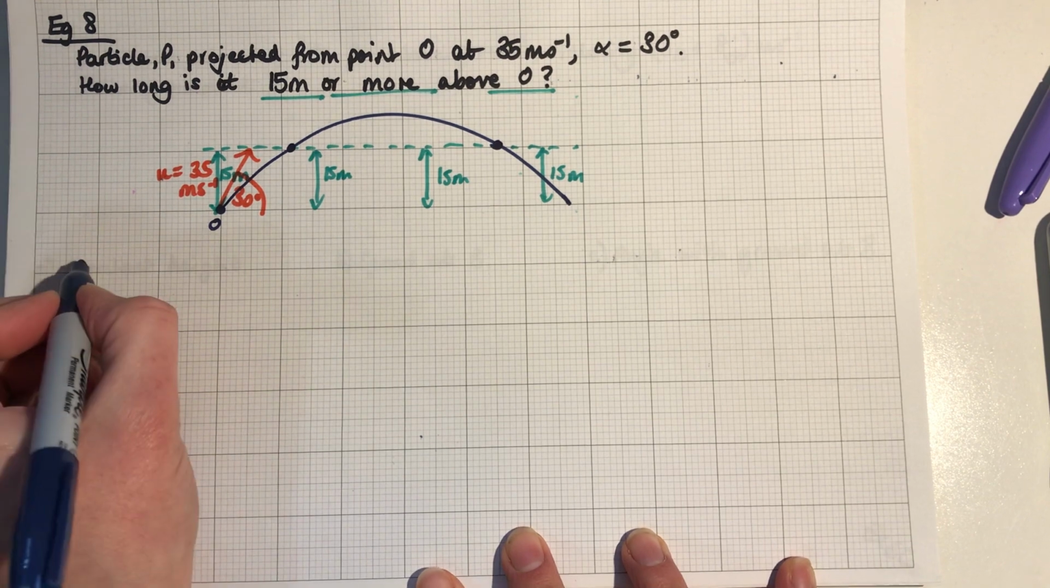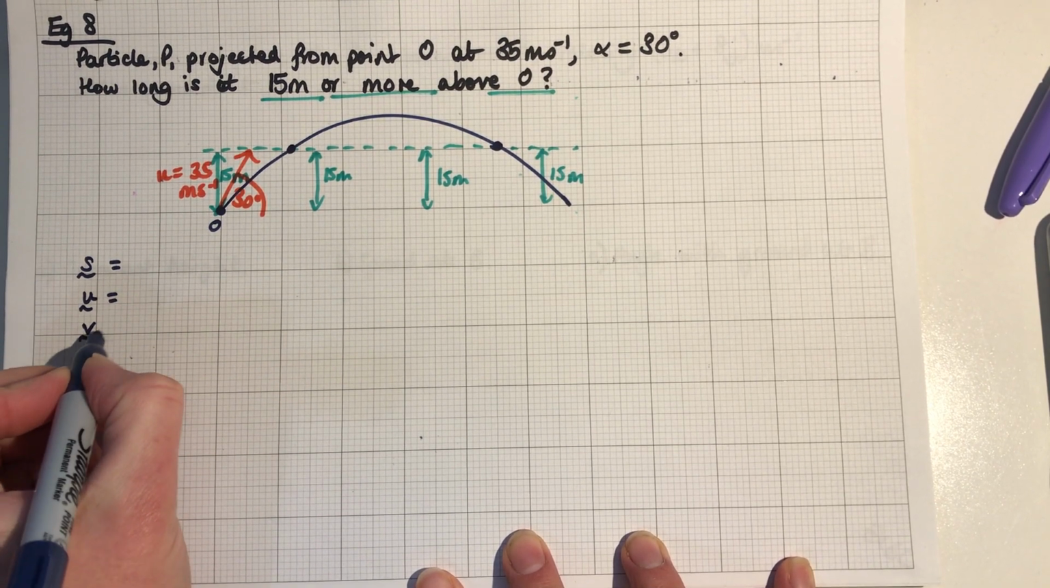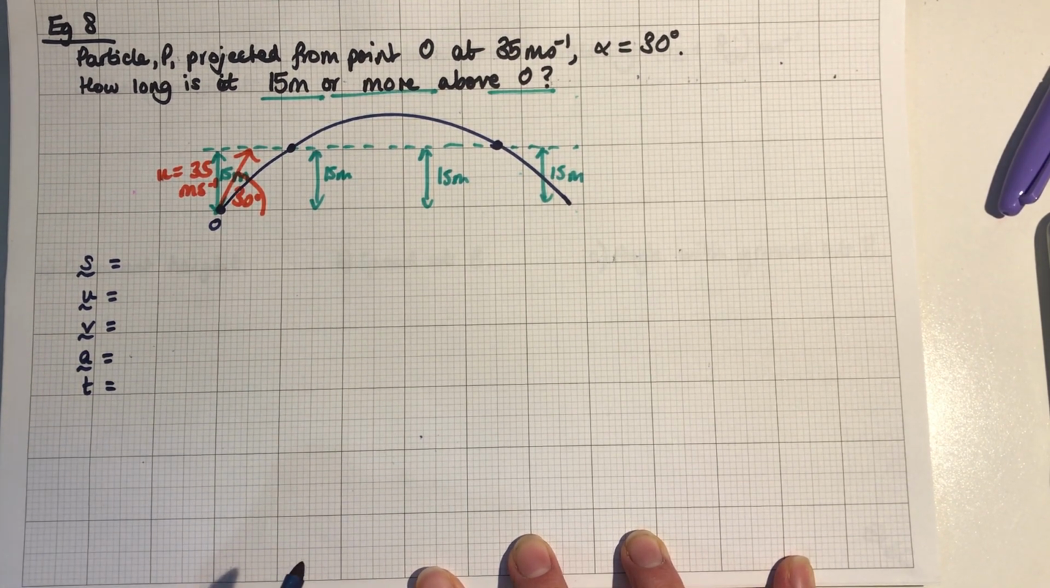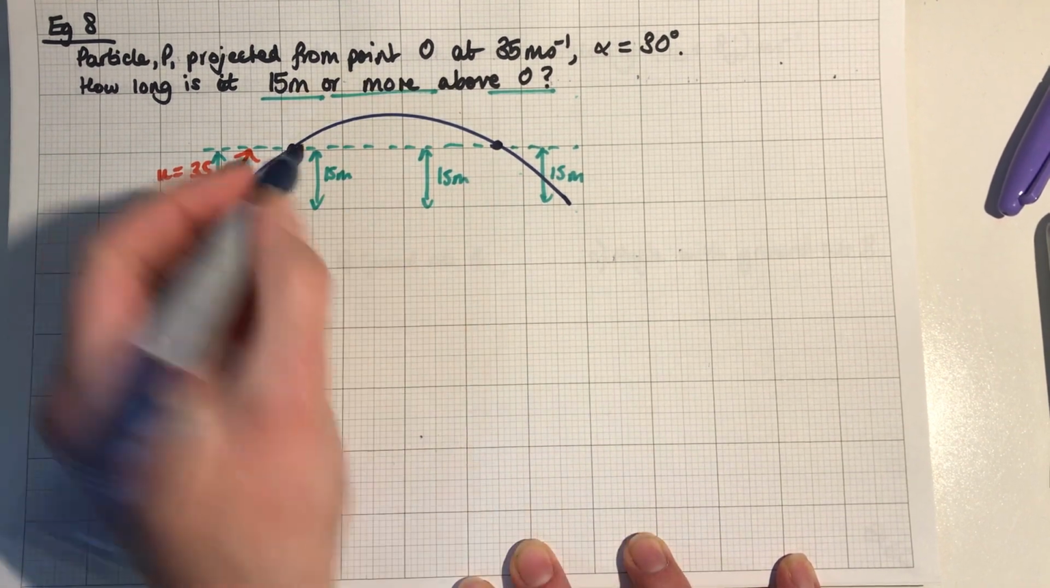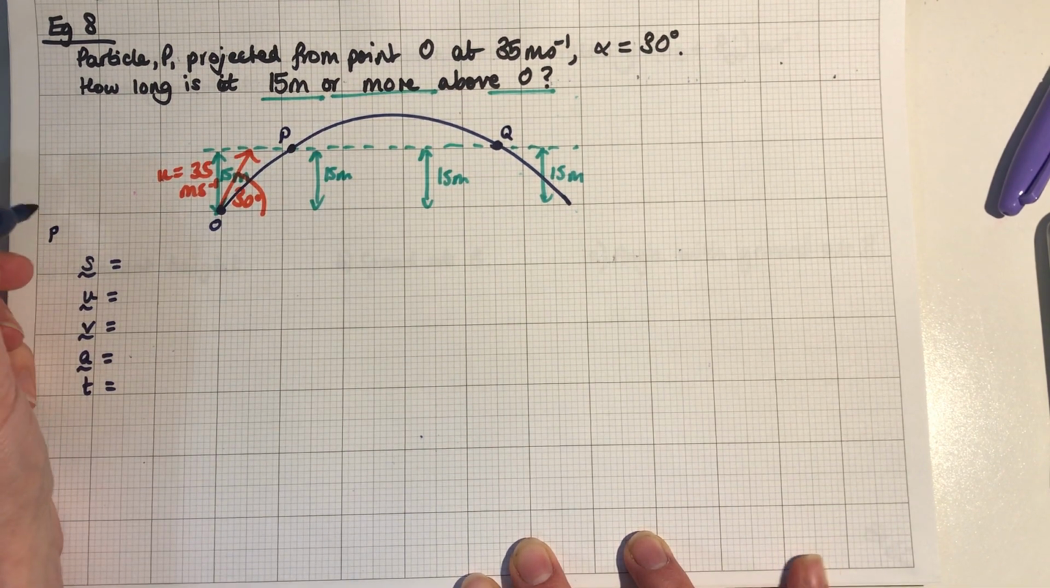So let's have a think about this. As always, we're going to set up our component parts for each of the parts in the equation. And what I'm interested in is from this point to this point. So I'm going to call this point P and this point Q. So I'm setting this up.